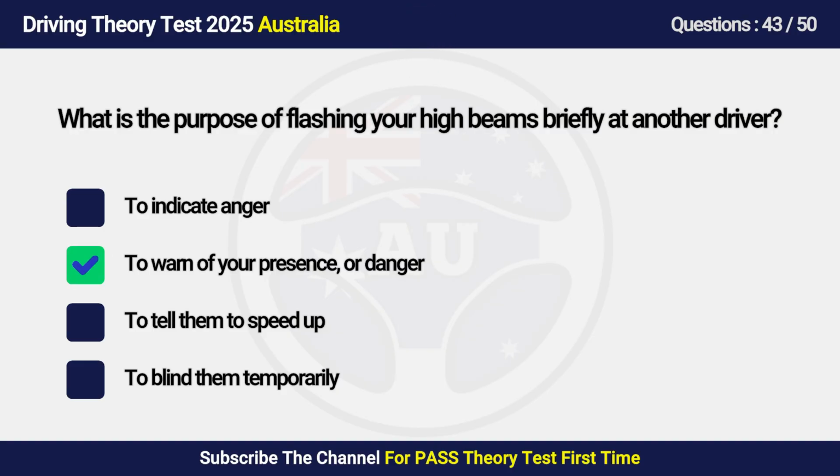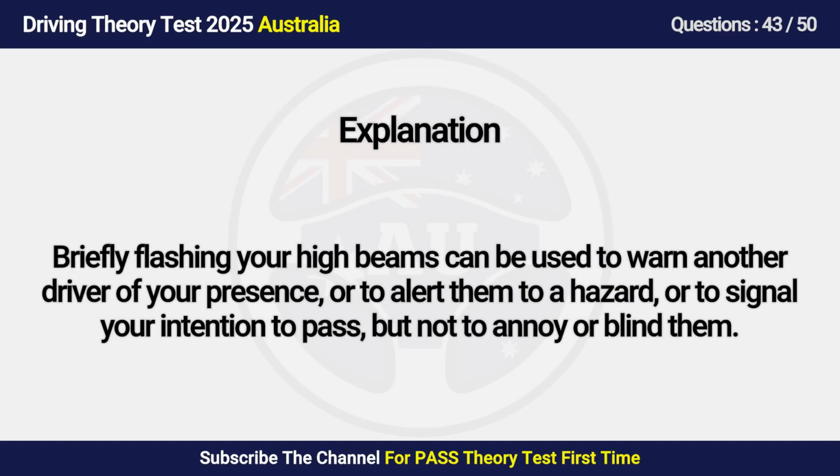Answer is B. To warn of your presence or danger. Briefly flashing your high beams can be used to warn another driver of your presence, or to alert them to a hazard, or to signal your intention to pass, but not to annoy or blind them.